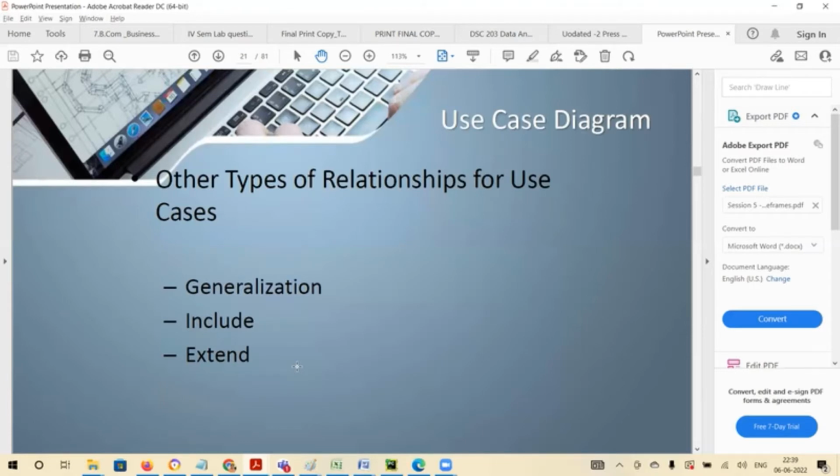The relationship you saw between actor and use case is also called an association relationship. Apart from that, we also have a few other relationships called generalization, include, and extend. These are relationships that exist among use cases.